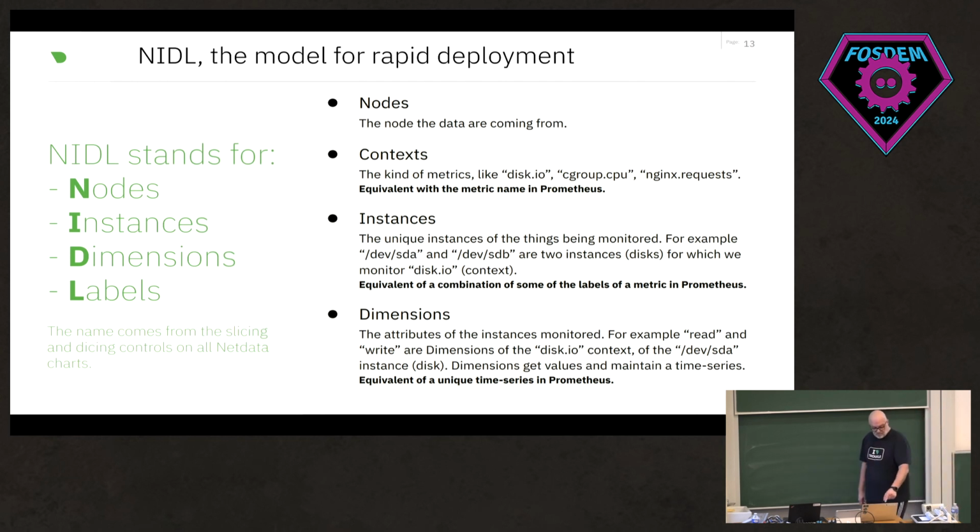And we came up with this NIDL framework. This framework says that there is context. The context is the metric name in Prometheus, exactly the same, the metric name that comes before the labels. We have instances. This does not exist in Prometheus. Instances are all the labels except the ones that get time series values. So if we're discussing disks, it is the make of the disk, the type of the disk, the serial number of the disk. All these are labels to enrich an instance. The reads and writes of its performance are time series.